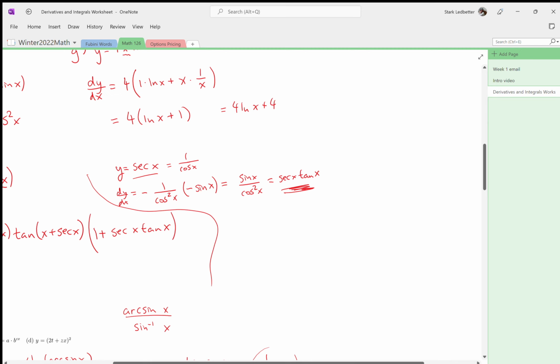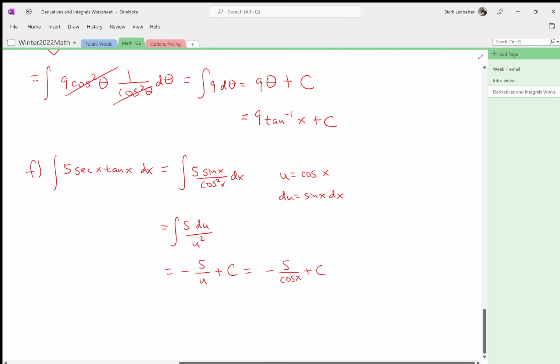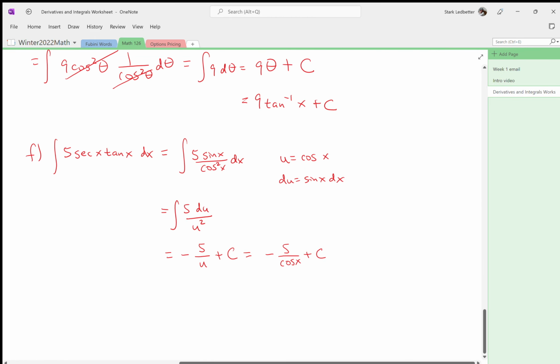Negative 1 over cosine squared x times negative, the derivative of cosine is negative sine. Oh, this one's wrong. That's why. Okay, so here, hopefully this was useful to you. I don't know if it is in video format. I did something wrong here. I need to put a negative there in my u substitution. Okay, so then there was a negative here. That's a positive. That's a positive.